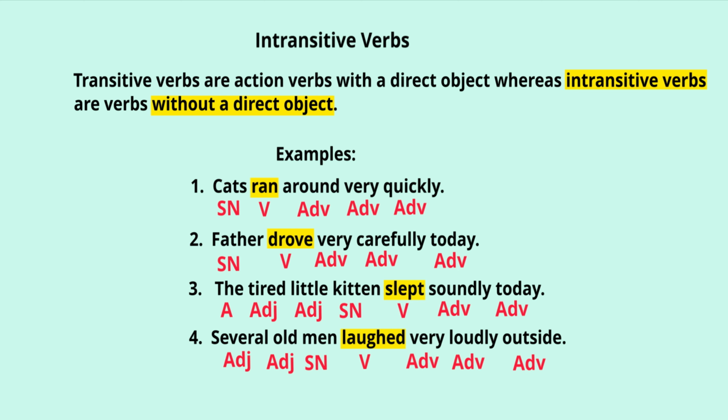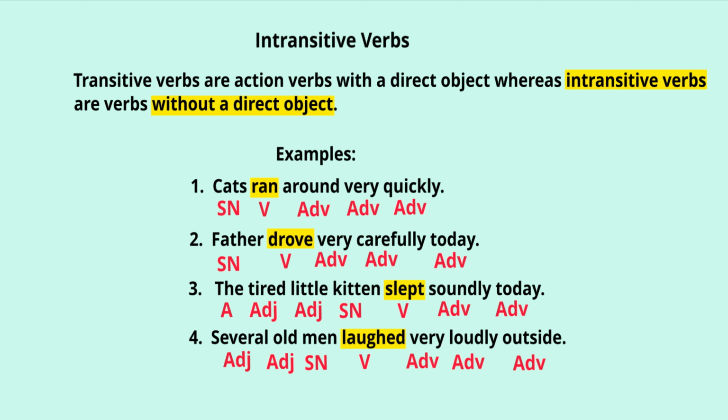Now let's see what intransitive verbs are. Transitive verbs are action verbs with a direct object. We learned this in the last video. But intransitive verbs are verbs without a direct object. Let's see a few examples.